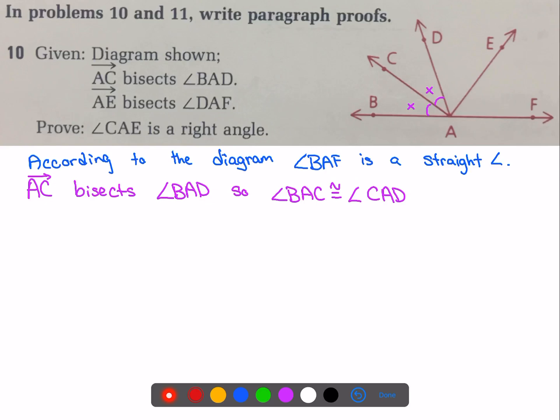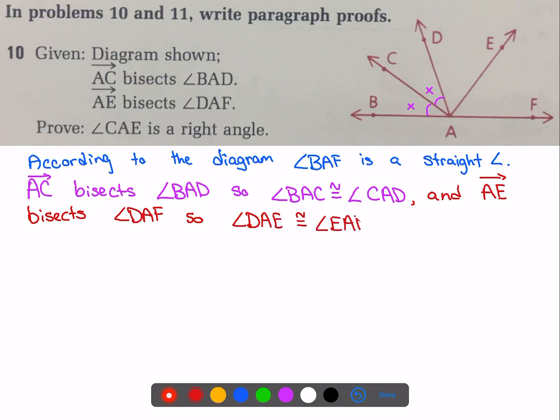So I'm going to say, and ray AE bisects angle DAF, so angle DAE is congruent to angle EAF. Same reasoning. So these two angles are also congruent. Now, different congruency though. It's not going to be x again, so I'm going to give it a different variable. I'm going to call them both y this time. So both of these get a y. Now, again, we're trying to prove angle CAE is a right angle here. So that's our main goal.